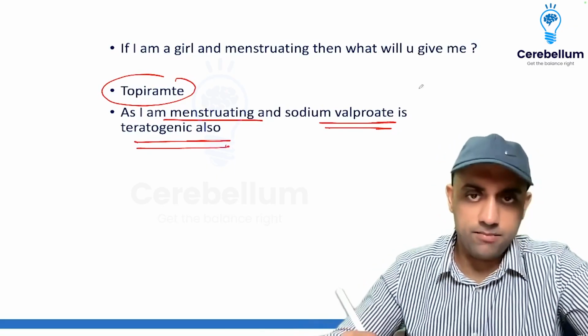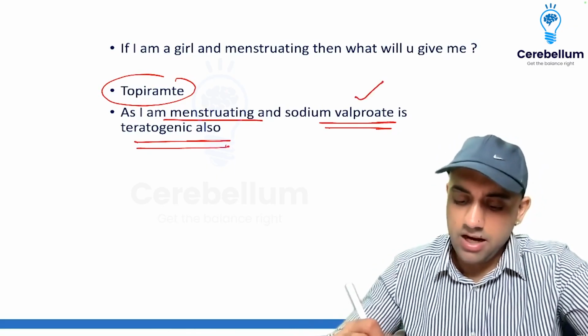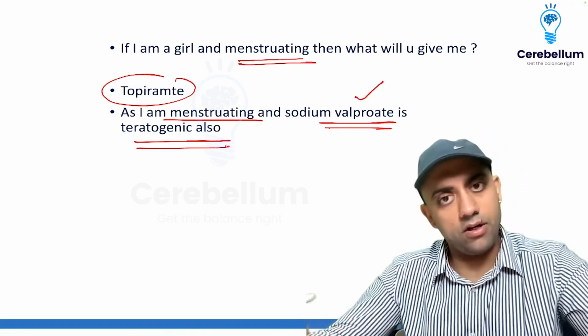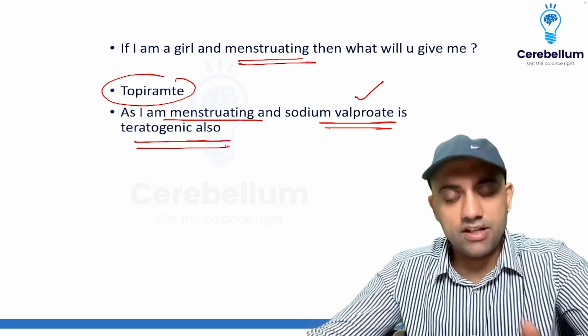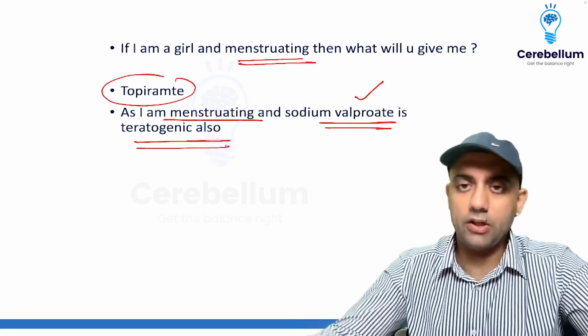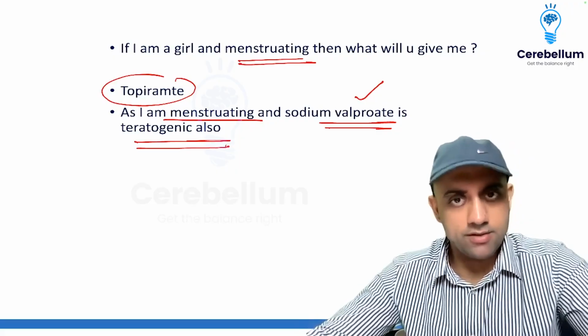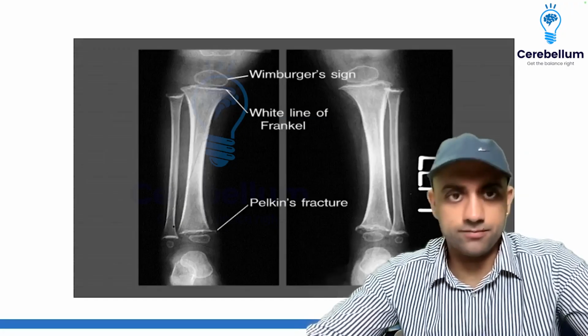A girl with JME was on sodium valproate, but she was menstruating. She got pregnant later, so it was connecting there. Remember, if I'm menstruating, don't give me sodium valproate, because sodium valproate is a teratogenic drug.